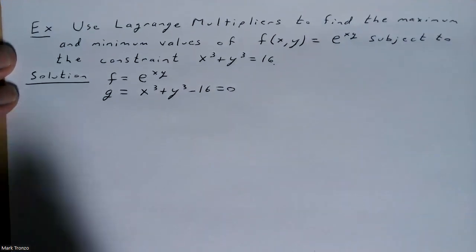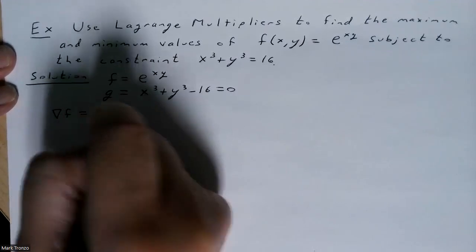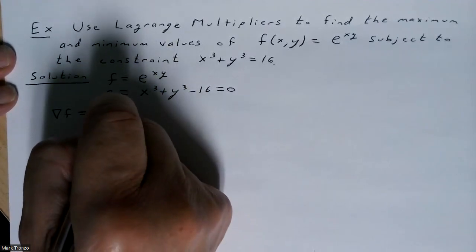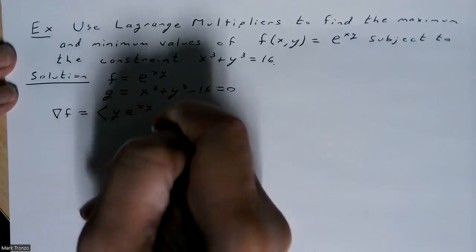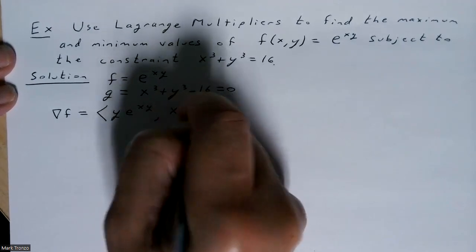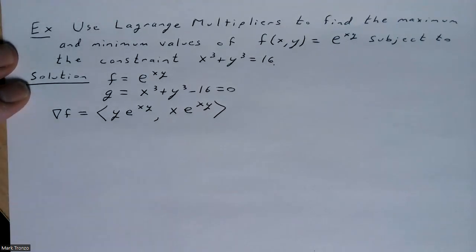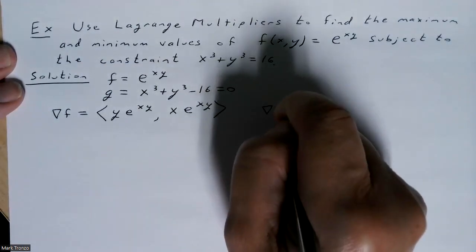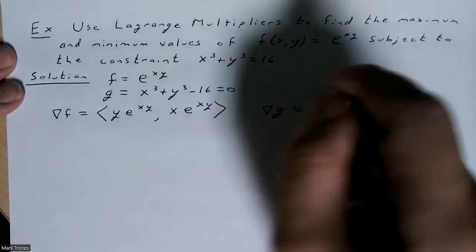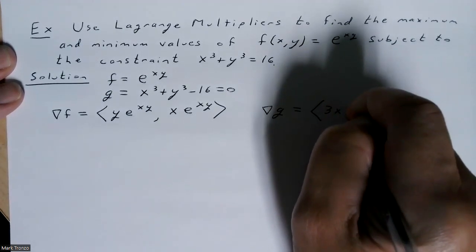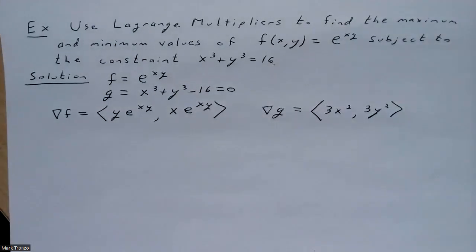Like this. Then you can find the gradient of f, which is going to be y e to the xy and x e to the xy. And do the gradient of g: 3x squared, 3y squared, like this.